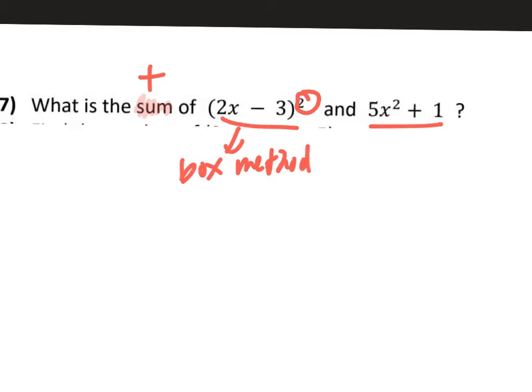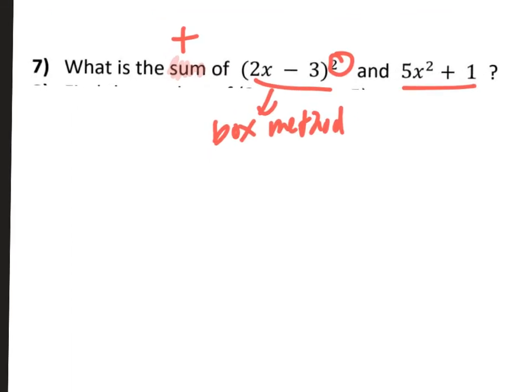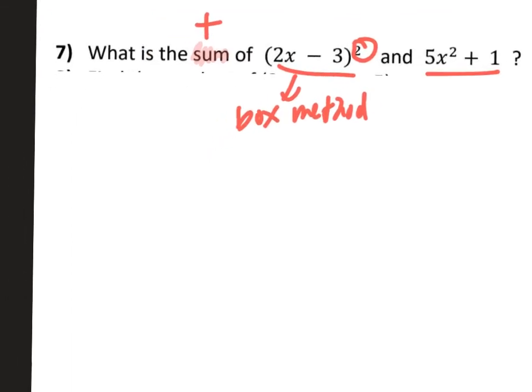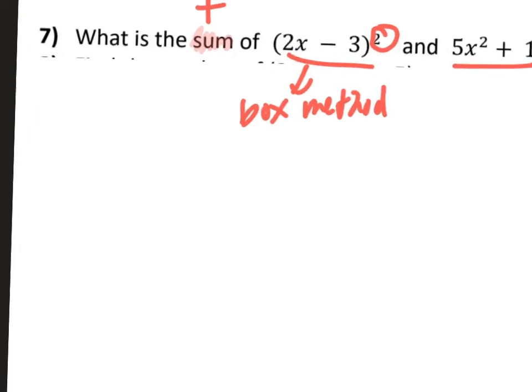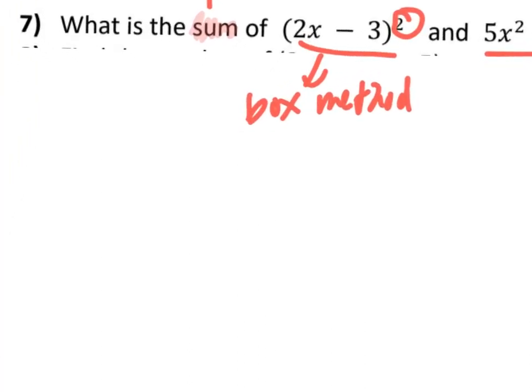From a previous problem, we actually already multiplied this out, so I'm not going to do it again. You can go back to question number 3 in order to figure out how we actually did that. But 2x minus 3 quantity squared, we actually found out was going to be, let me just write it down underneath here, 4x squared minus 12x, that's correct, plus 9.